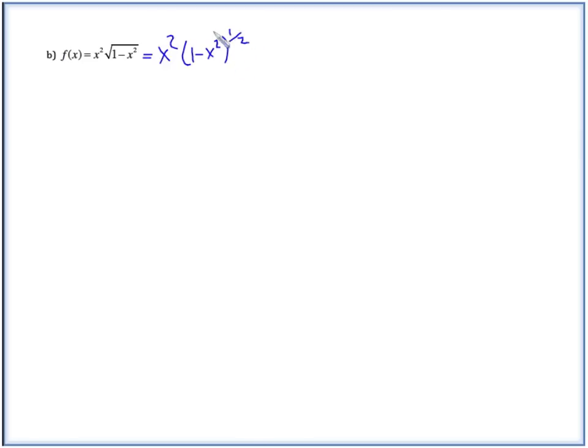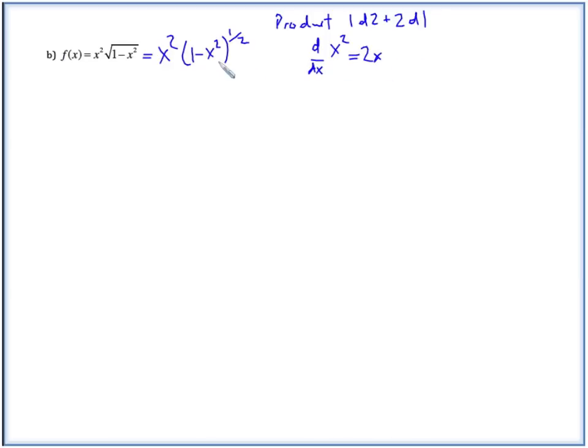Okay, and we're going to remember our product rule. Remember, it is the first function times the derivative of the second plus the second function times the derivative of the first. So let's go ahead and just find these derivatives. Our first function is x squared, and the derivative of this equals 2x.